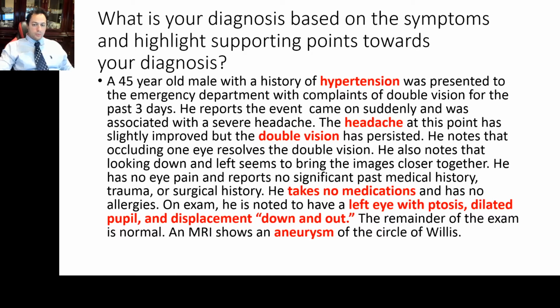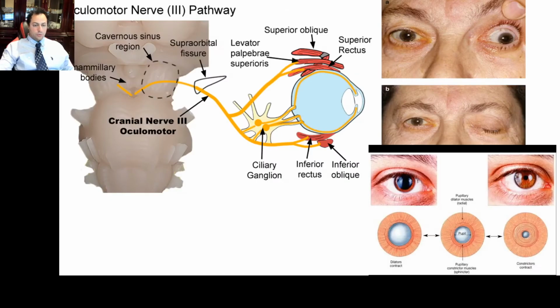This is a case where a 45-year-old male has a history with hypertension, however is not taking any meds to control it. He started having double vision 3 days ago alongside a headache. On examination, he has ptosis of the left eye, dilation of the left pupil, and the eye is displaced down and out. This looks like an aneurysm of the left PCA, which caused some damage to his left oculomotor nerve.